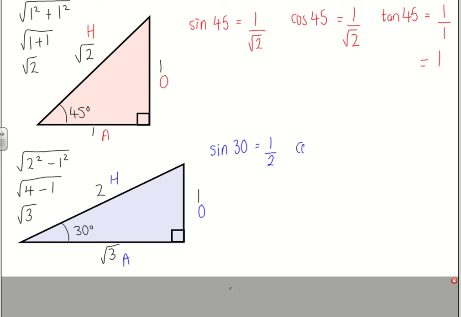Then we do cos 30, which is A over H. So not as nice this time. That's root 3 over 2. And there's not a lot you can do with that on its own. You can, when you put it into a problem, sometimes tidy that up a little bit. And then lastly, we'll have tan 30. And tan is O over A, so that's 1 over root 3. So again, not great, that one.